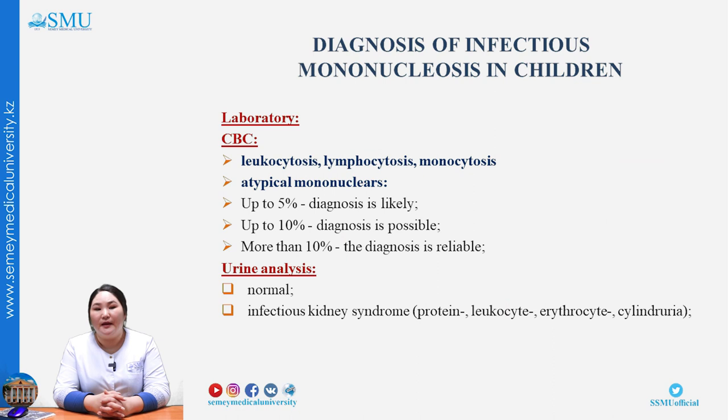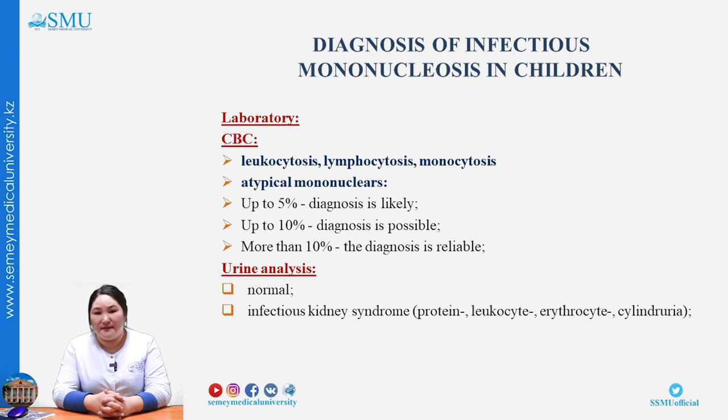How do we diagnose this disease? Of course, first we need to do general clinical analysis. First of them, CBC, a complete general blood test. According to this, we will find leukocytosis, as a result of the attack of bacterial flora, then lymphocytosis and monocytosis. And one of the specific signs is that you can find specifically changed big lymphocytes called atypical mononuclears. They shouldn't be present in normal peripheral blood.